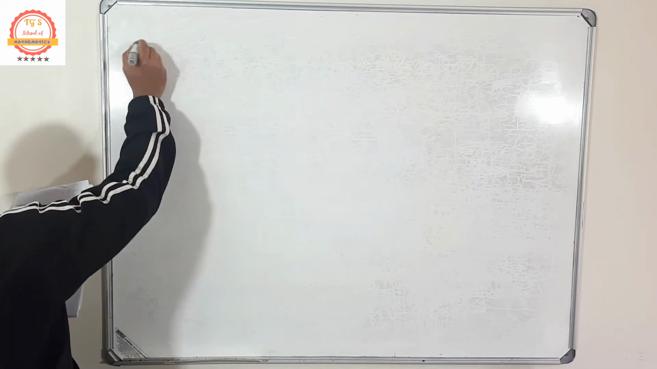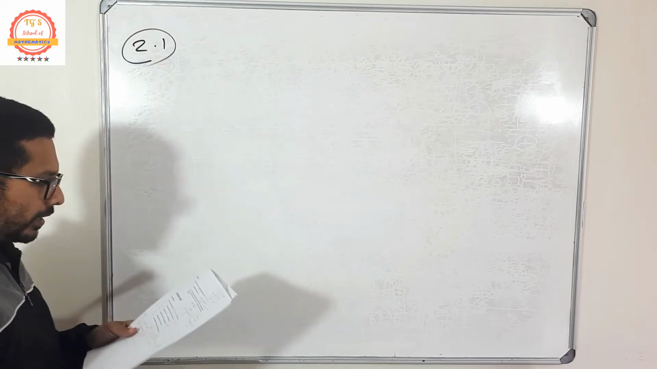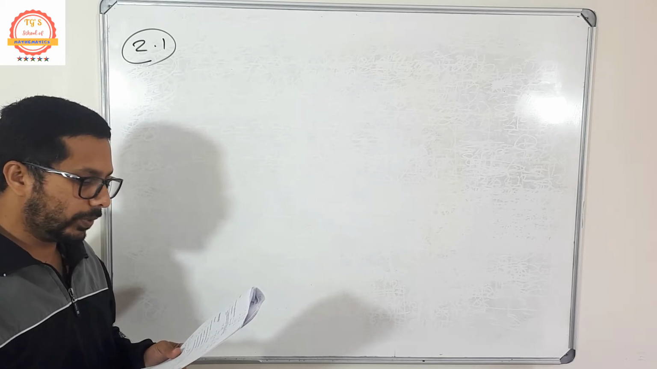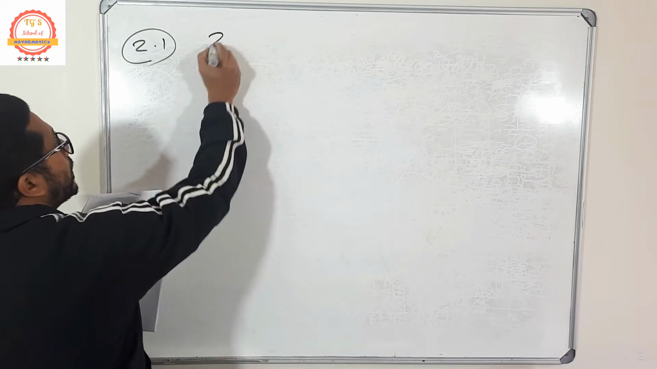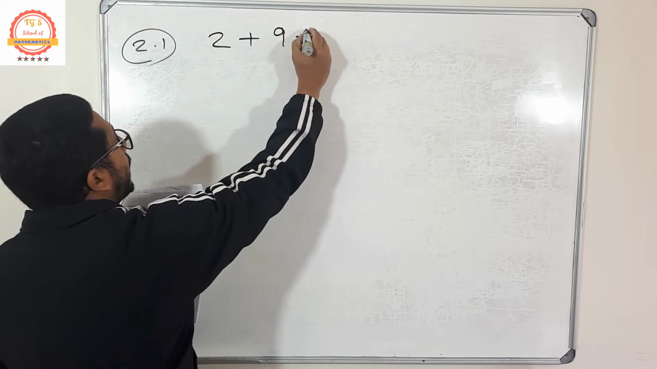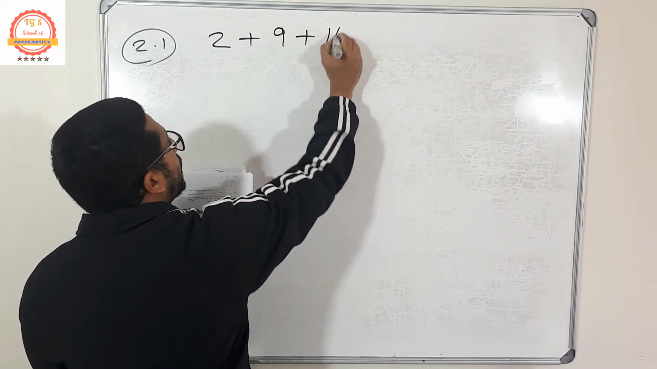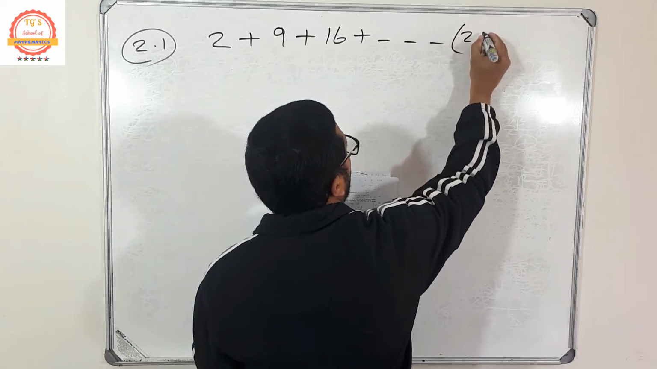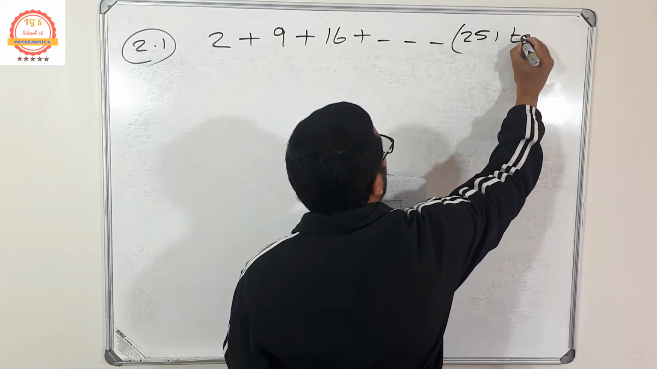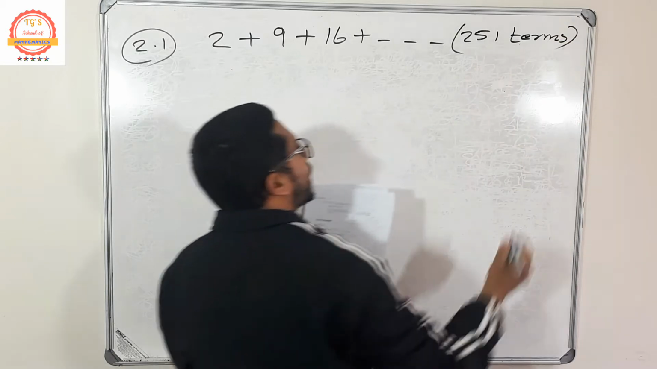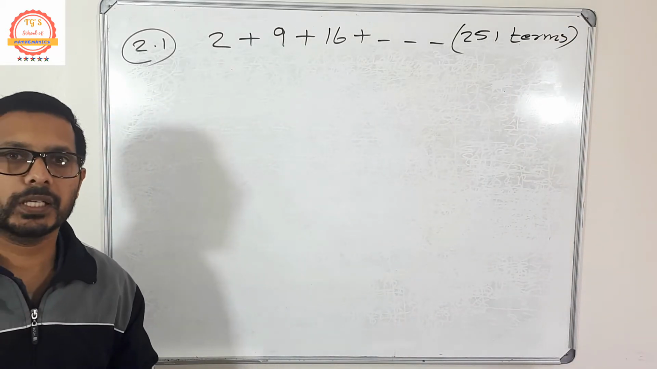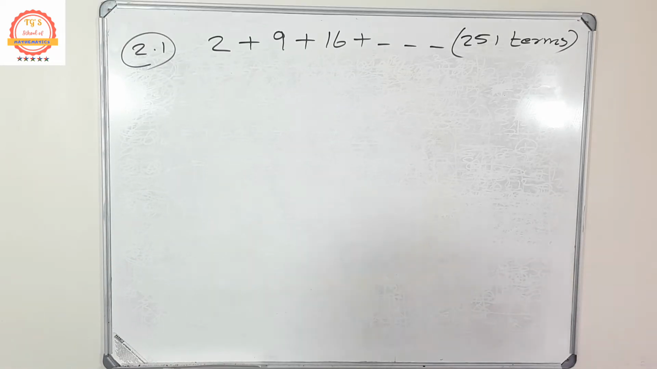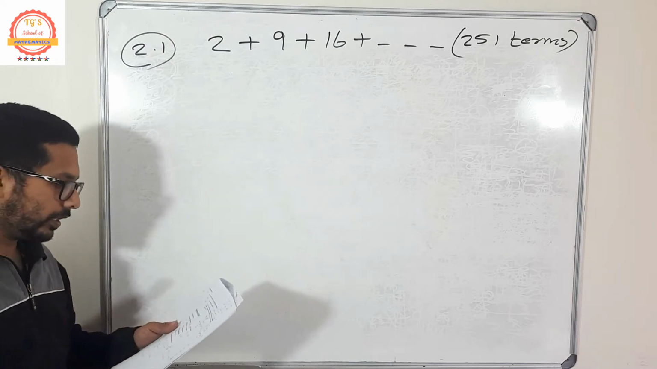Question number 2, 2.1. Given the arithmetic series 2 plus 9 plus 16 plus etc., and it is given that in this series there are 251 terms in total. So what is the first question?